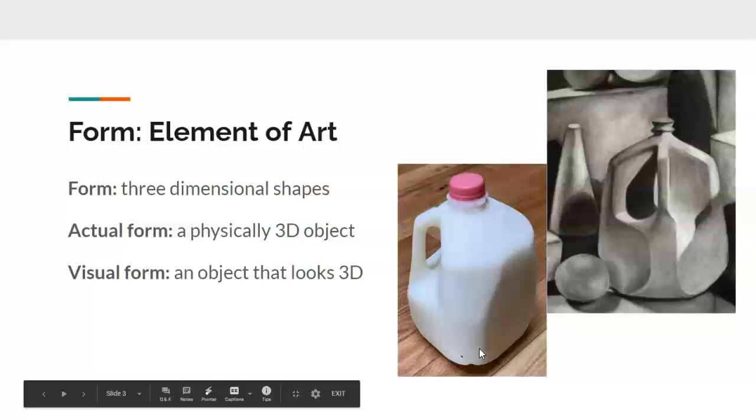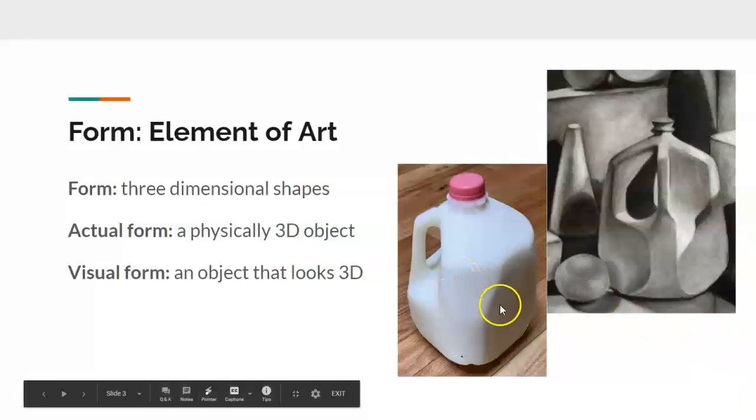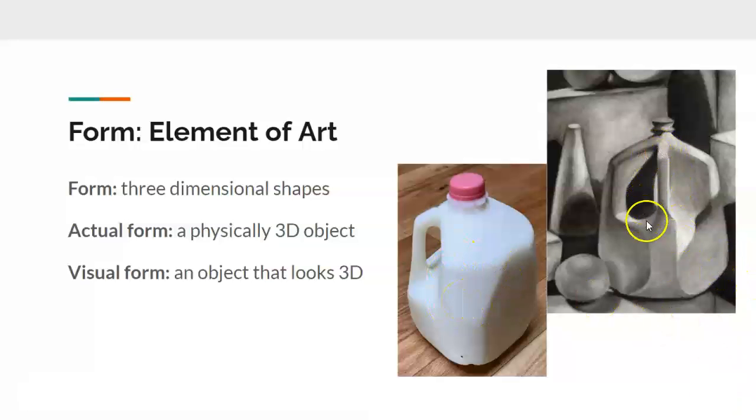Form is an element of art, and forms are three-dimensional shapes. There's actual form, which is an object that is physically three-dimensional, like the milk carton, and visual form, where you have objects that look 3D, like the still life with the drawing of the milk carton. You know this is a drawing, but it's using value to make everything look like it has dimensions.